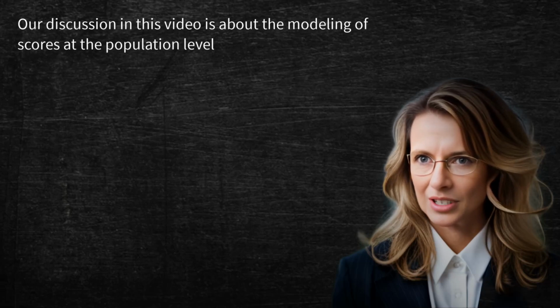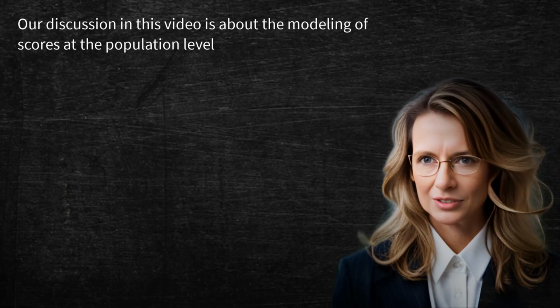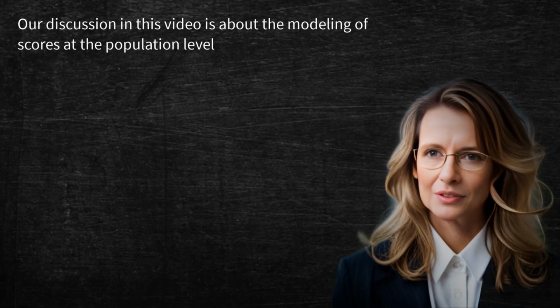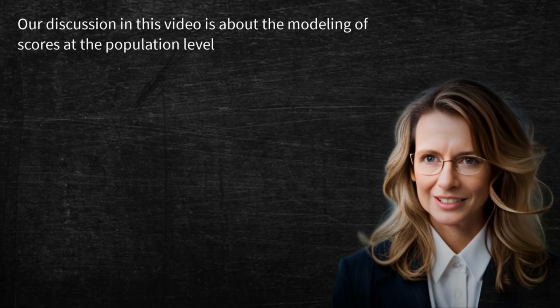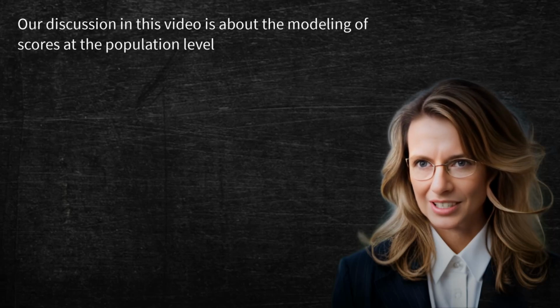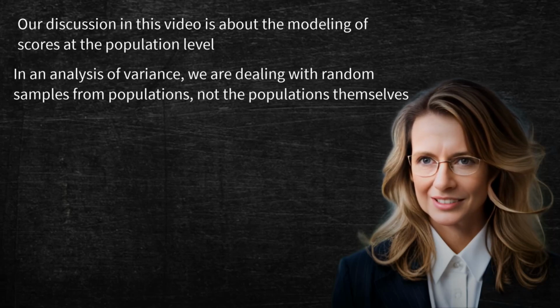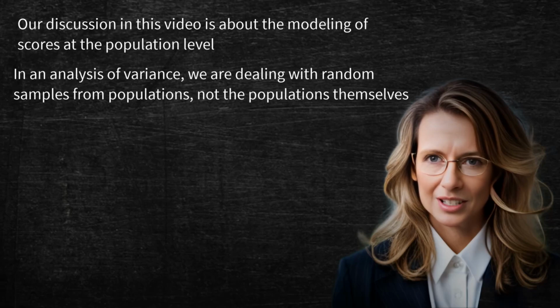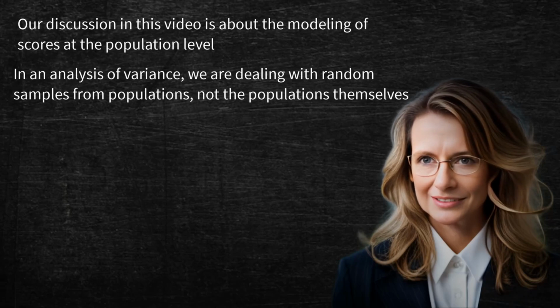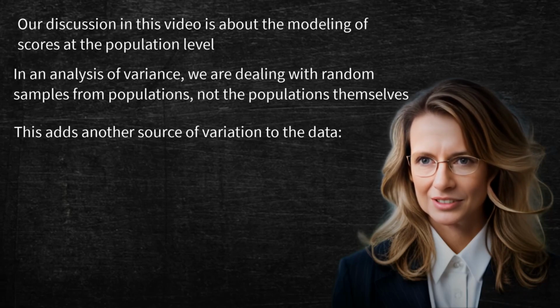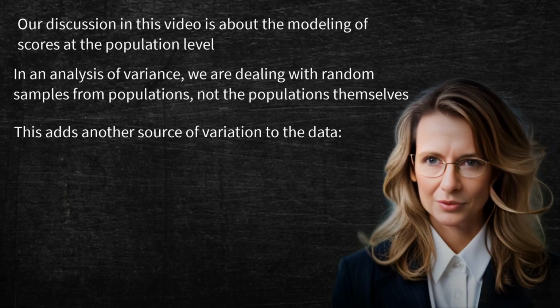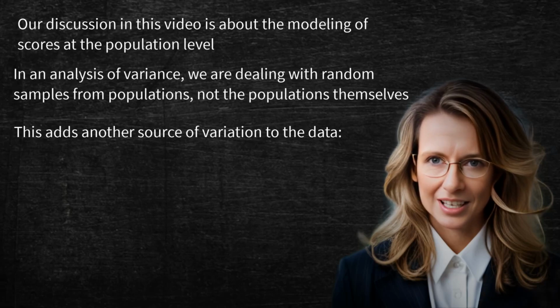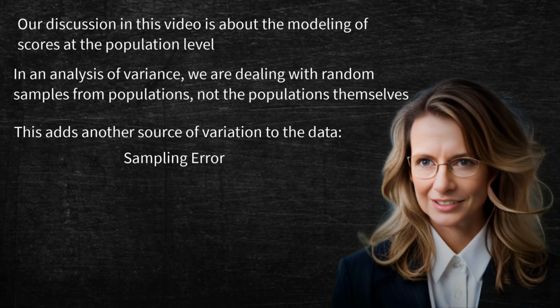In this video, we have been discussing the modeling of individual scores as it applies at the population level. As we said earlier in the video, when we used the term groups to describe the scores, it was for descriptive convenience, but we were actually referring to population-level data. When we conduct an analysis of variance, we are dealing with random samples drawn from those populations. Because of this, there is another source of variation in the scores that we have to consider. As you have learned from our previous videos in this series, that source of variation is sampling error.